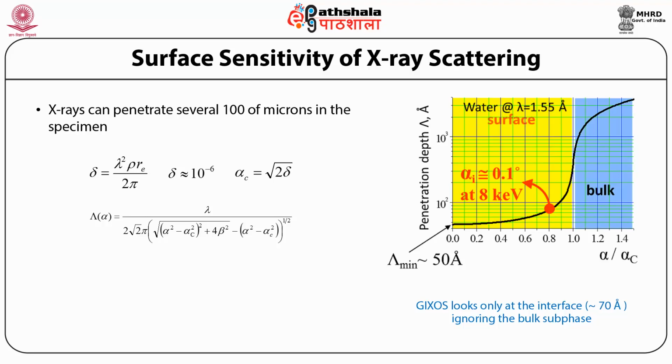So 70 angstrom is just 7 nanometer. So this technique is really surface sensitive. If we are probing the surface, then X-rays are penetrating only 7 nanometer into the surface. So we are getting information only from the surface of the specimen. That is why this technique can be made really surface sensitive.